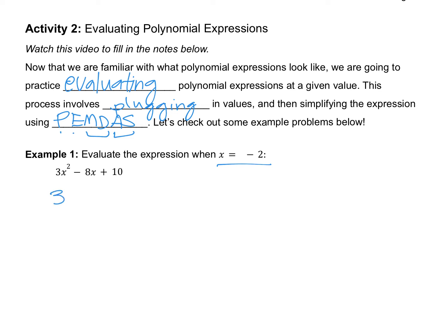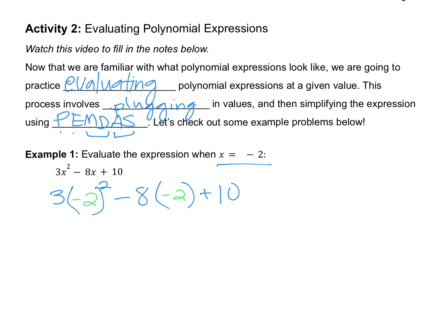And what's really helpful when you're plugging in is to use parentheses wherever you're plugging in a value. So I'm going to put parentheses for that first x, minus 8 parentheses plus 10. And then just to show the difference here, I'm plugging in negative 2 wherever the parentheses are, because that's where the x's are. Okay, that's the plugging step. Then we have to use PEMDAS, or the order of operations, to evaluate.